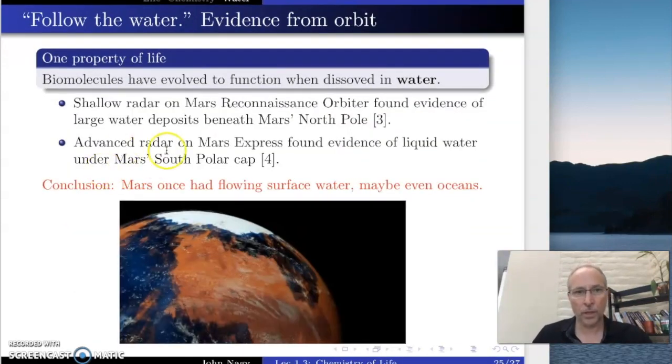But there's more. We also now have radar images from the orbiters. Mars Reconnaissance Orbiter found that there are large water deposits in the North Pole, and Mars Express, another orbiter, actually found that there's liquid water apparently under Mars' South Pole. So not only do we know that Mars has a significant amount of water, we know that it flowed previously on the surface down below the poles, because that's where other landers found that evidence, but we also have liquid water essentially in the South Polar Cap anyway.